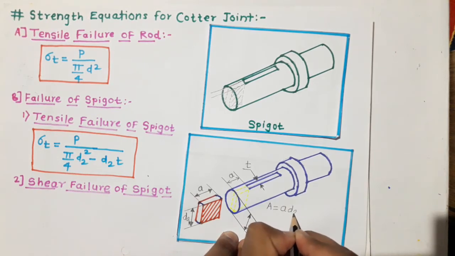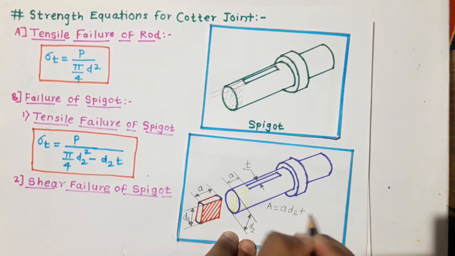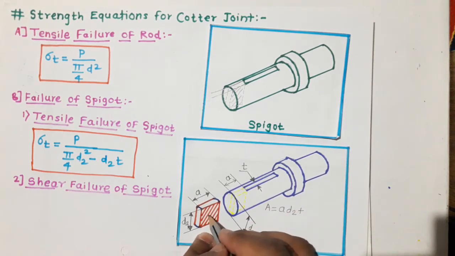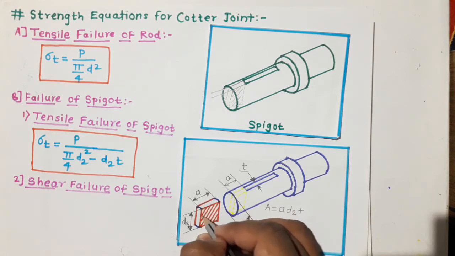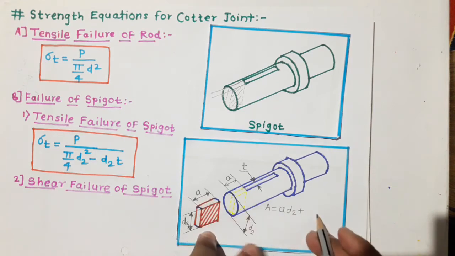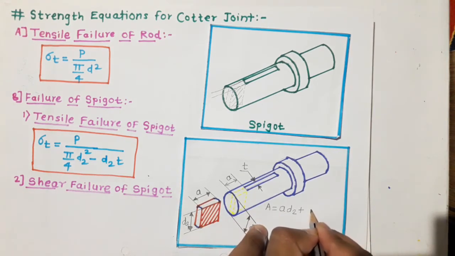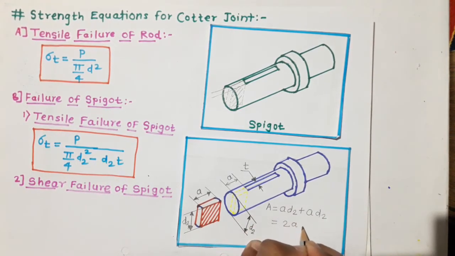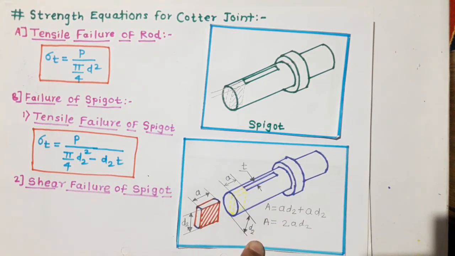So this is the first area. And the second area is exactly behind this first area, and its dimensions are also the same, width a, height d2. So again we have to add the second area, a into d2, and thus we can write the total area as twice a into d2. Now this is the area subjected to shear stress.